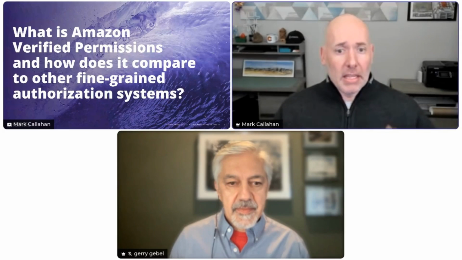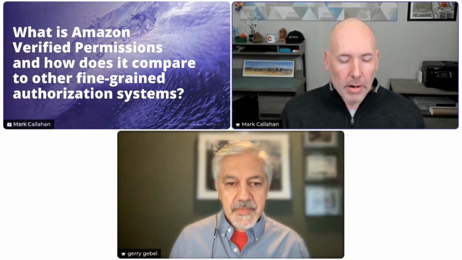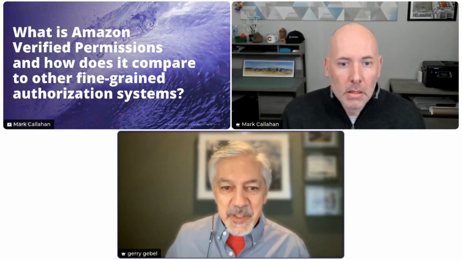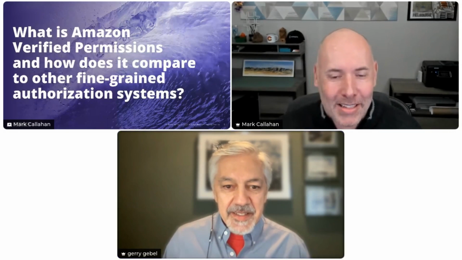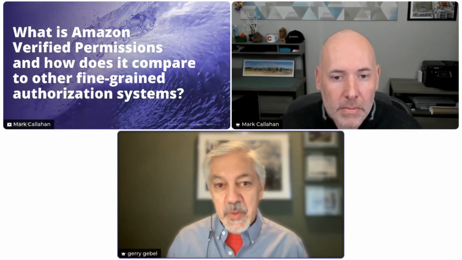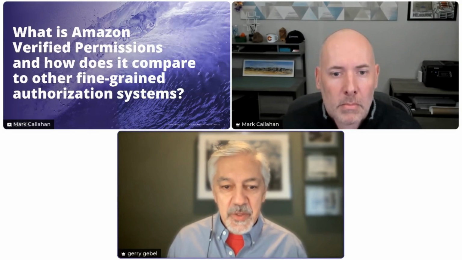So give us the overview. What is AVP at its core, Amazon Verified Permissions, and how does it relate to other systems that we're familiar with? Yeah, we'll do, Mark. And I'm as excited as you are to talk about this topic today. It seems like there's a lot of investment and a lot of activity in the whole fine-grained authorization space these days, both from a commercial product perspective, which Amazon Verified Permissions is, plus in the open source world.